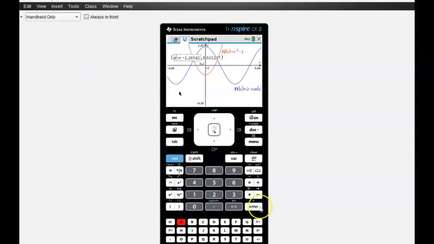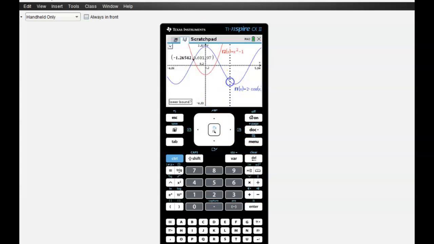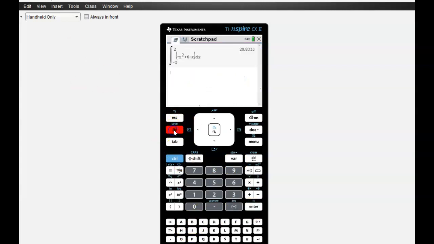Let me just do this again real quickly. Analyze graph, intersection, here, select it, control variable B, enter. How do I delete a variable? Because I accidentally saved the wrong thing. You can't, you'd have to clear your calculator. You don't need to. Just save it as a new one.